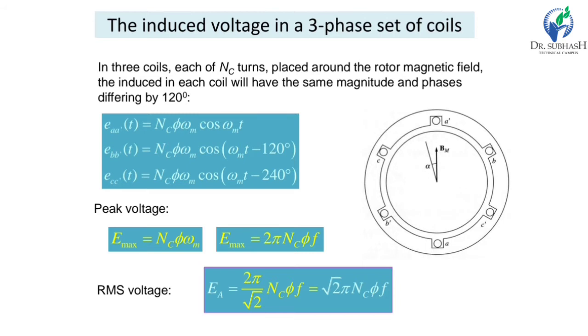The value of the root mean square RMS voltage of the machine depends on the connection of the winding, either star connected or delta. If the connection of the winding is star, then the terminal voltage will be root 3 of E_A. If the windings are connected in delta, then the terminal voltage will be E_A.